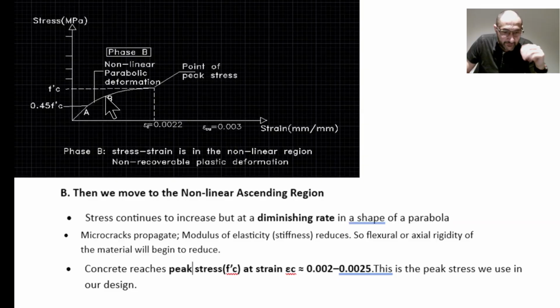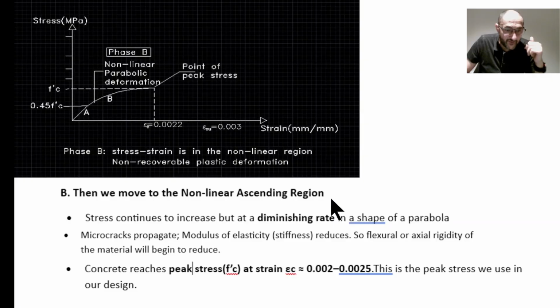The concrete reaches peak stress f'c at a strain of 0.002, up to about 0.0025. This peak stress is what we use in our design. And concrete at that point begins to crush under the compressive stress.